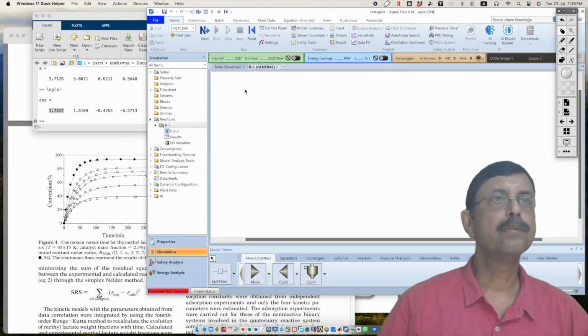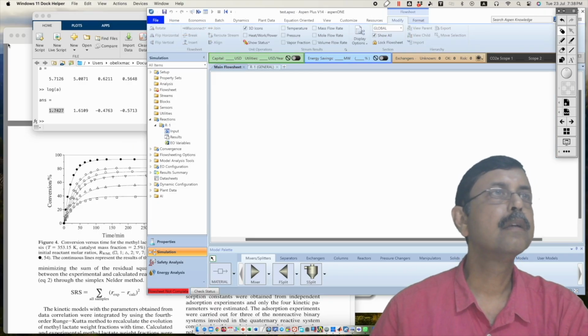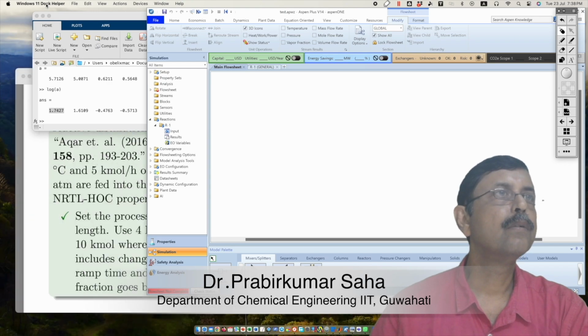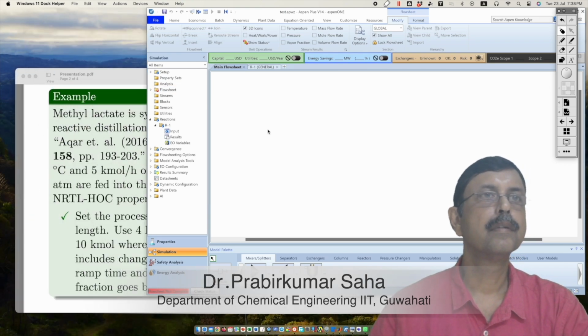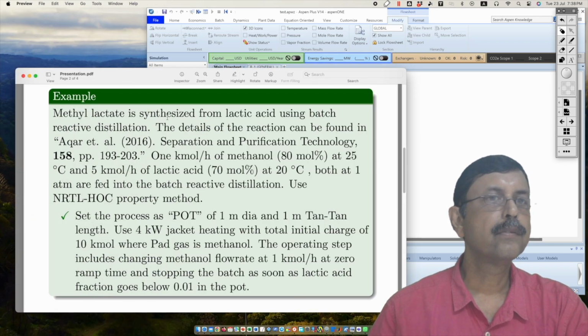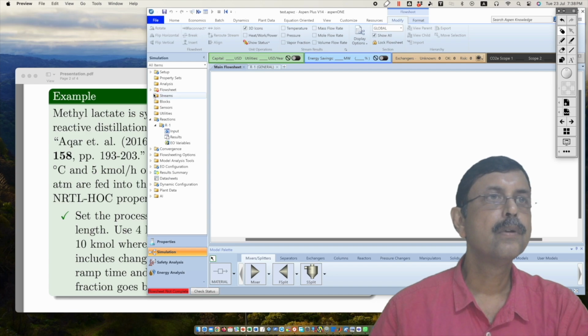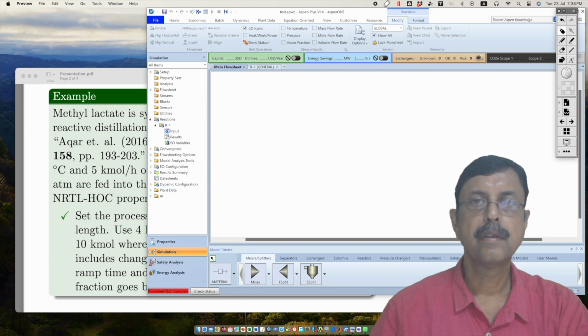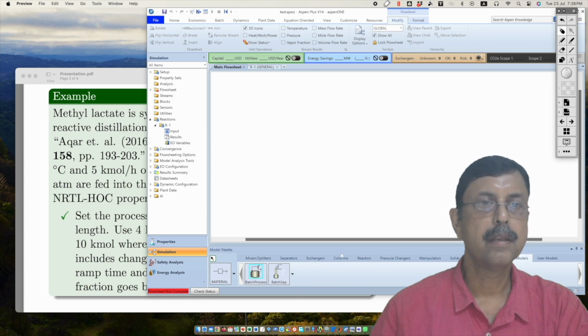Now let us go to the main flow sheet. We will close it down. Okay. So first is fix the streams. One is methanol stream and another is lactic acid stream. So first let us bring in the model.